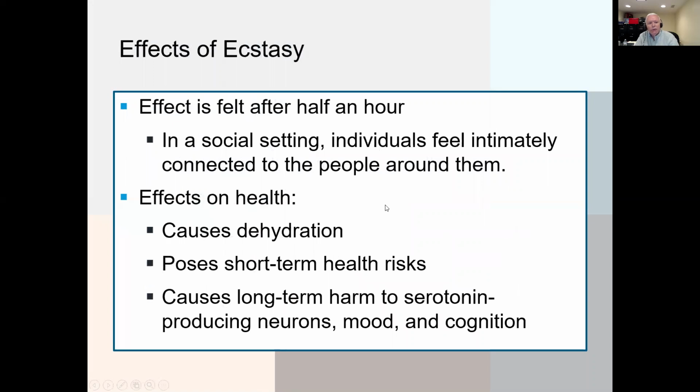After about half an hour, when the effects of ecstasy set in in social settings, people feel more intimately connected to the people around them. It's a false sense of intimacy. It's not real, but sometimes they go overboard in their expression of intimate feelings and later regret it in those kinds of situations. It can be rather harmful to a person's physical health, causing dehydration, and very short-term health risk and long-term harm to serotonin-producing neurons, to mood, and also to cognition, ecstasy.